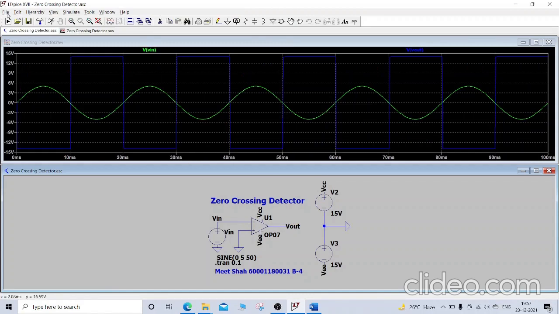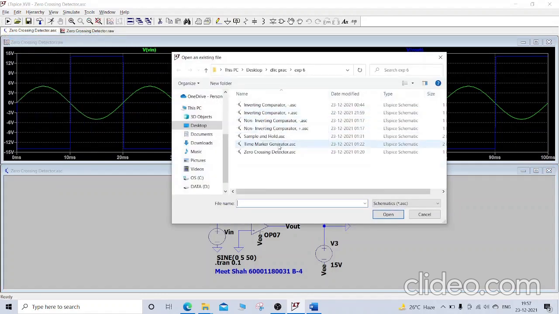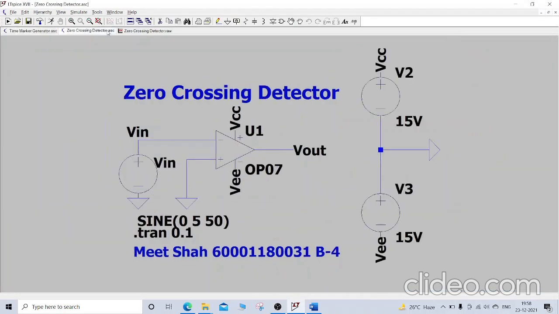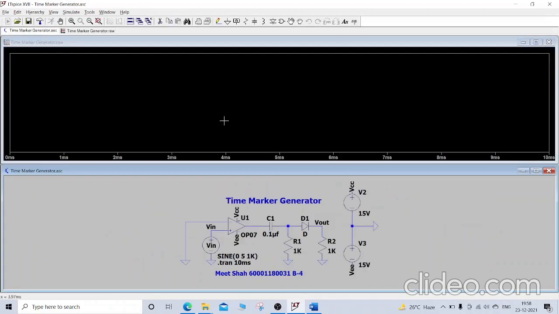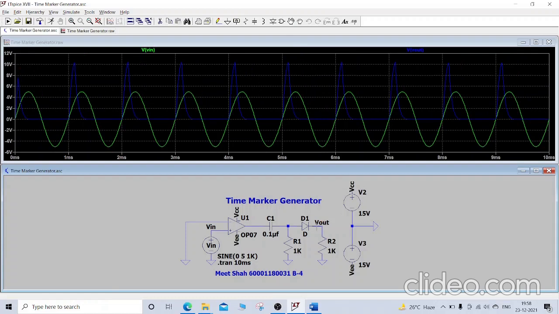Now we'll see time marker generator. So here we have time marker generator. We'll close this. We'll simulate this. So we can see we are getting spikes as our output.